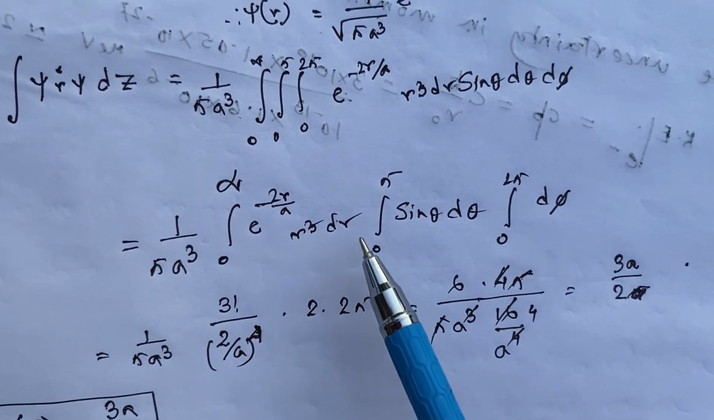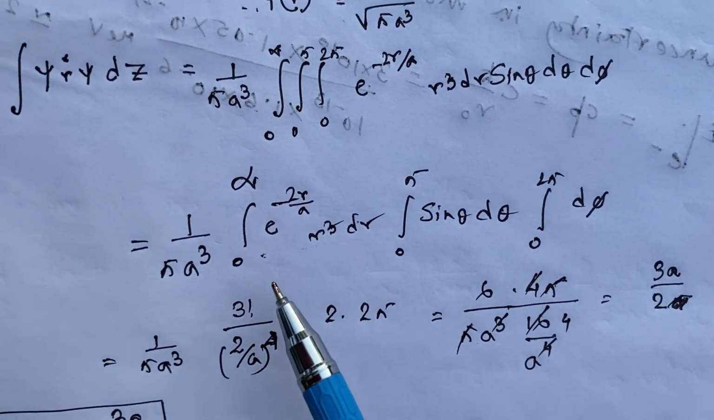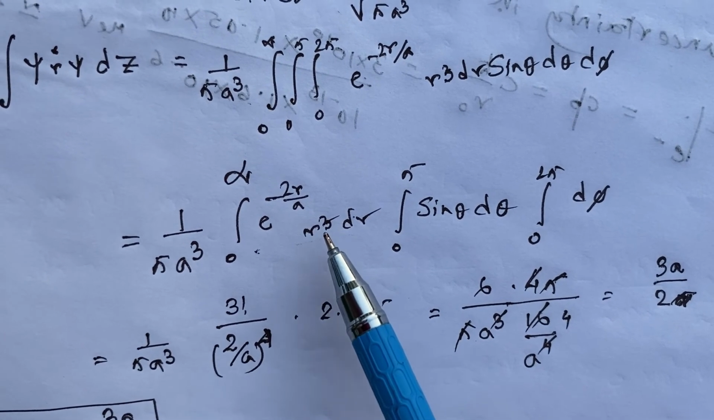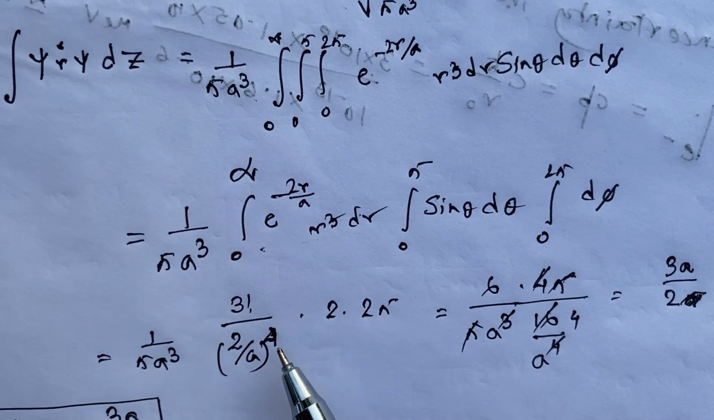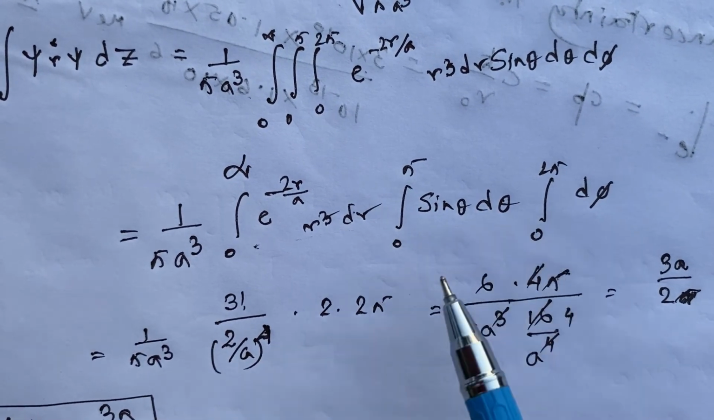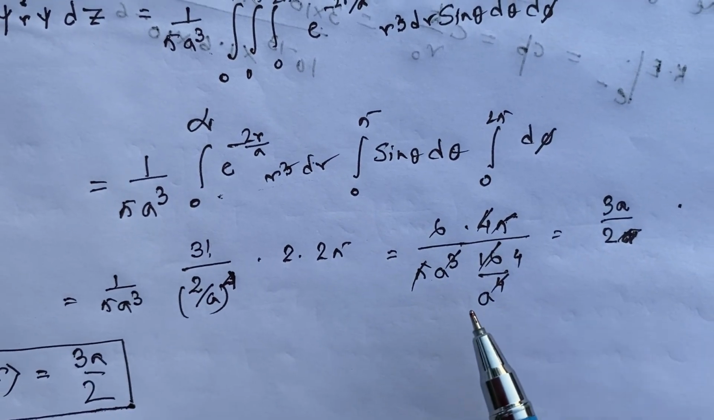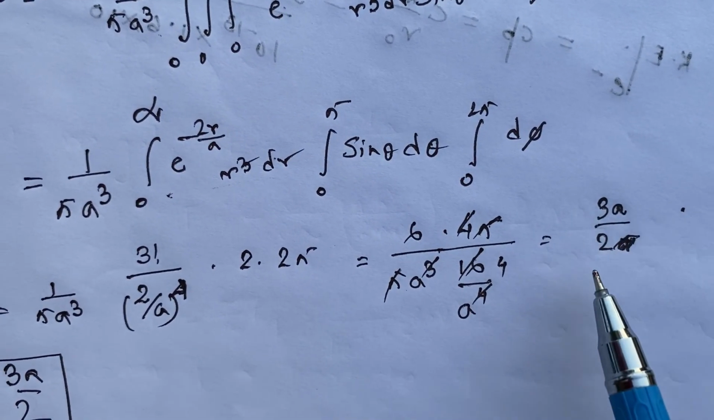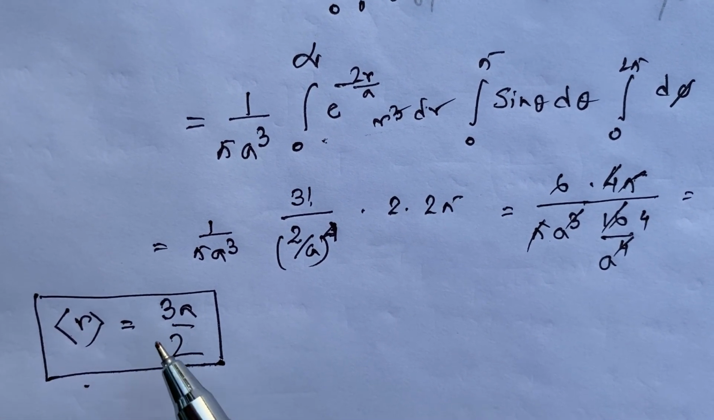So if we apply that relation here for this r integration, we can evaluate that this is r cube, so this is 3 factorial, the constant is 2/a to the power 4. From this we'll have 2, from this we'll have 2π, and altogether this is my ultimate result 3a/2. So the expectation value for the position comes out to be 3a/2.